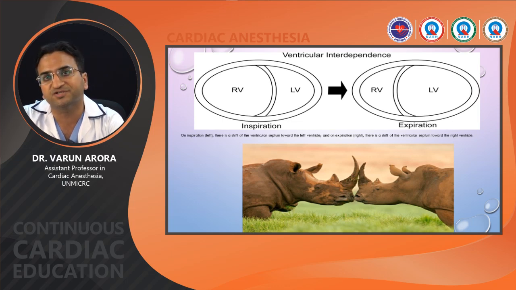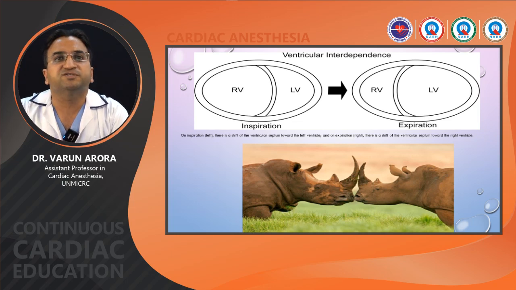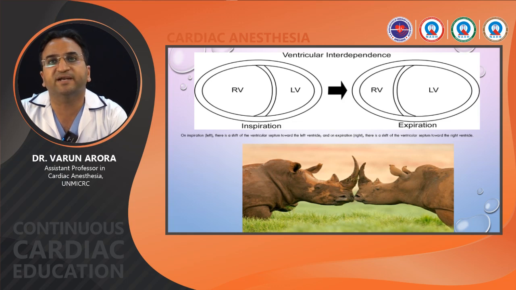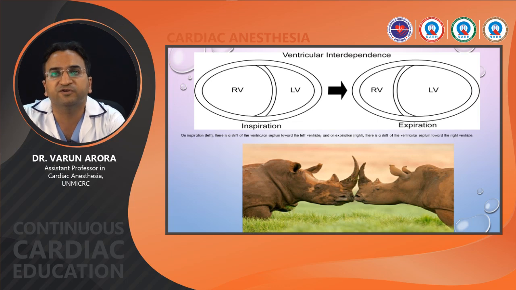Because the left ventricular pressure is decreased, the septum shifts towards the left ventricle, and more filling of the right ventricle occurs. In case of expiration, there is more filling of the left ventricle, leading to the septum shifting towards the right ventricle. So we can see on the left side, on inspiration there is a shift of the ventricular septum towards the left ventricle, and on expiration, that is on the right side, there is a shift of the ventricular septum towards the right ventricle. So filling of one ventricle limits the filling of the other ventricle.